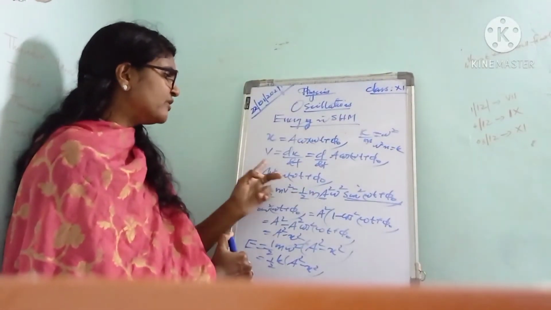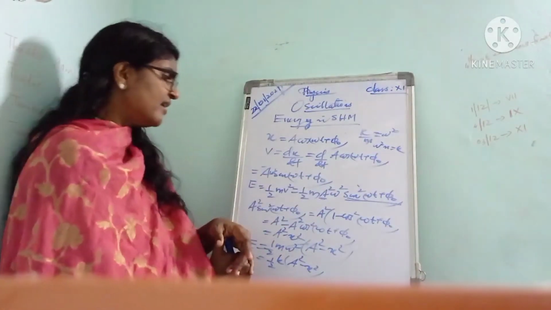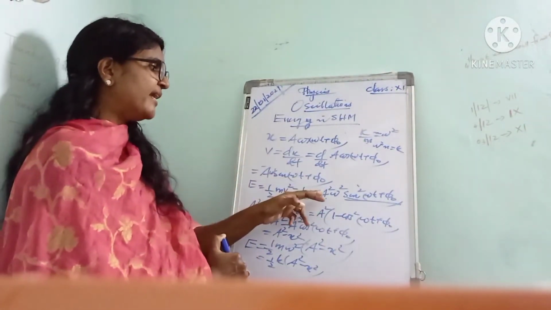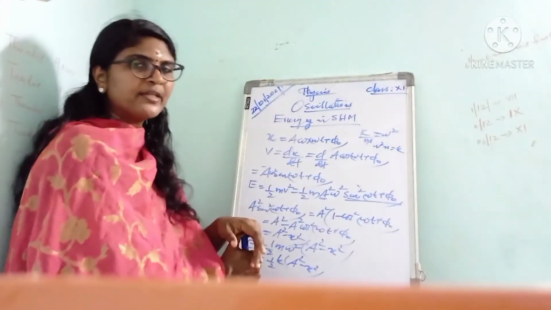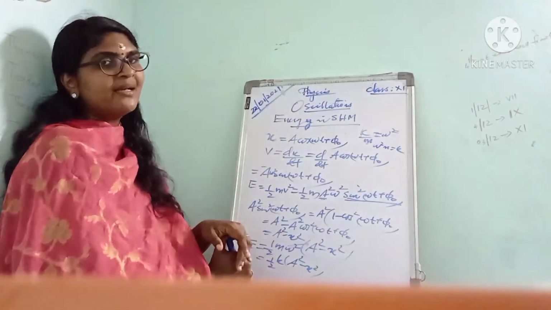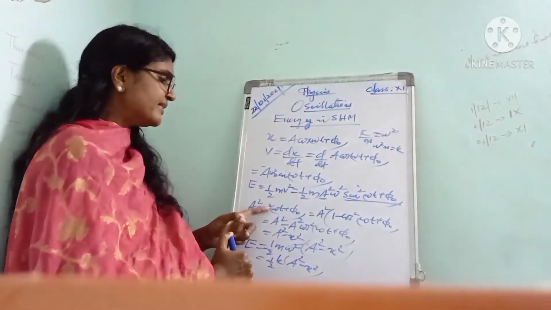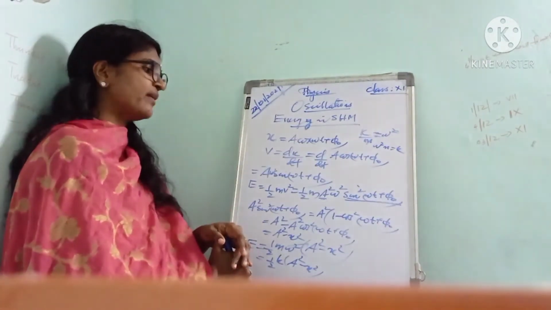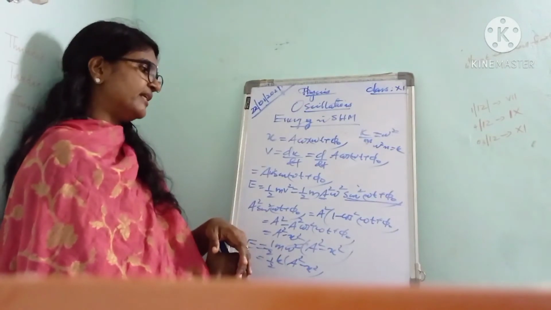Then half m into v square is a square omega square sin square omega t plus phi 0. First we will take a square sin square omega t plus phi 0. If you know sin square theta plus cos square theta equal to 1, then sin square theta equal to 1 minus cos square theta. Similarly, this sin square omega t plus phi 0 can be written as 1 minus cos square omega t plus phi 0.